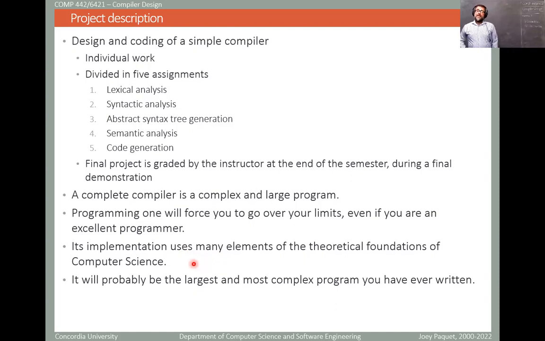Another interesting aspect, or a warning, depending on what side you are, is that this course is also using many elements of theory of computer science. So there's a population of students that don't really like theory or don't see the use of theory. So if you don't like theory, possibly you're not going to like this course that much.